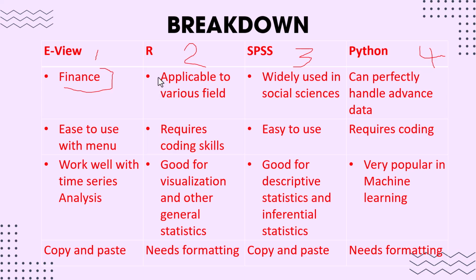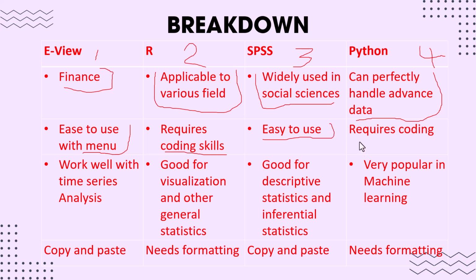And we have R. R is very applicable to different fields of study. We have the SPSS, which is widely used in social sciences. We have the Python, which can perfectly handle advanced data. Talking about the use, eViews is easy to use with menu, unlike R that requires some basic knowledge of coding. SPSS is equally easy to use with menu, and Python requires coding.